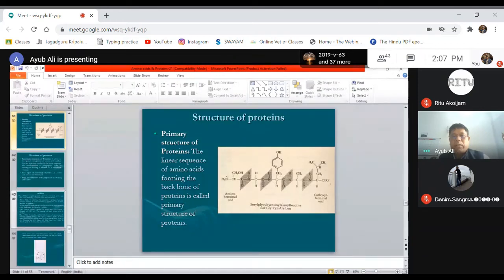Secondary structure, tertiary structure, and the quaternary structure. So this quaternary structure may not be present in all the proteins, since it is present only in those proteins which have more than one subunit. If more than one peptide or polypeptide chain is present in the protein, only then the quaternary structure will be present. So if the protein is made up of only one polypeptide or only one peptide chain, then this type of protein will not have the quaternary structure.